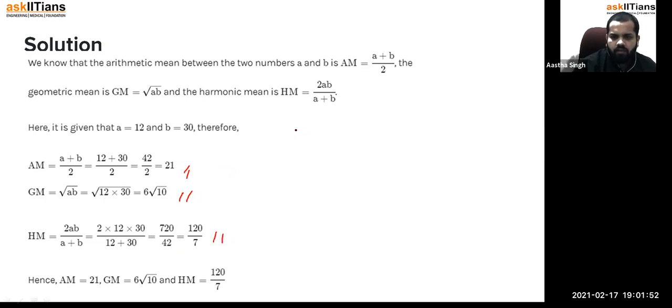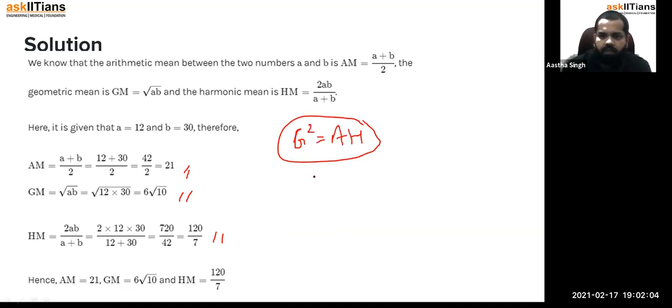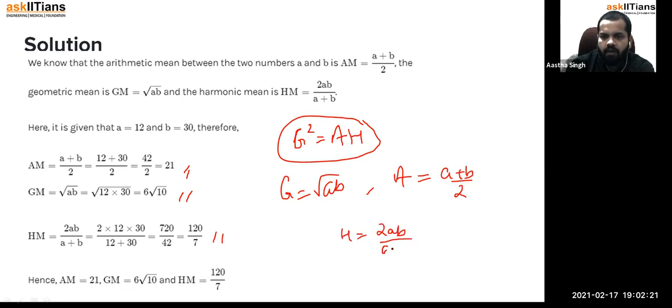Okay, I am just reminding you the basic formula, like G square is equal to AH, where G is your geometric mean, A is your arithmetic mean, and H is your harmonic mean. Your G is basically under root of ab between two numbers, right? A is your a plus b by 2, right? And your H, harmonic mean, is 2ab upon a plus b, right? So I think, guys, this question is clear, and the relationship between your AM, GM, and HM is also clear, right? Now we'll move forward.